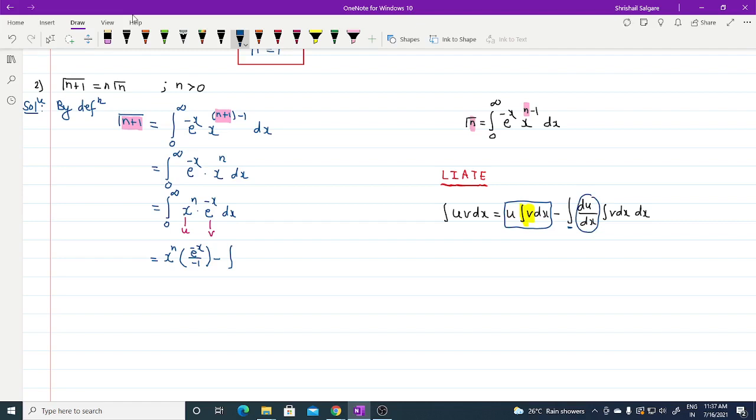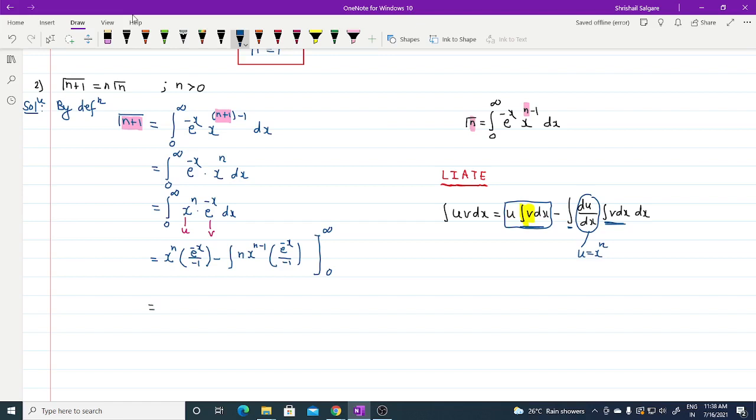So its derivative is, yes? U is x raised to n, its derivative. No, I am asking derivative. You are telling integration. It is n times x raised to n minus 1. And the second term, this one and this term both are same. Already you have evaluated that integral. It is e raised to minus x divided by minus 1, and the limits for this integral are from 0 to infinity.